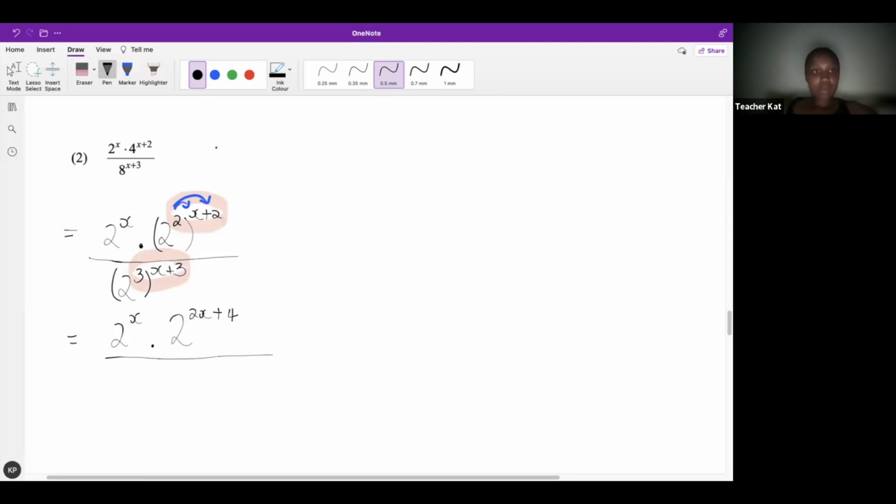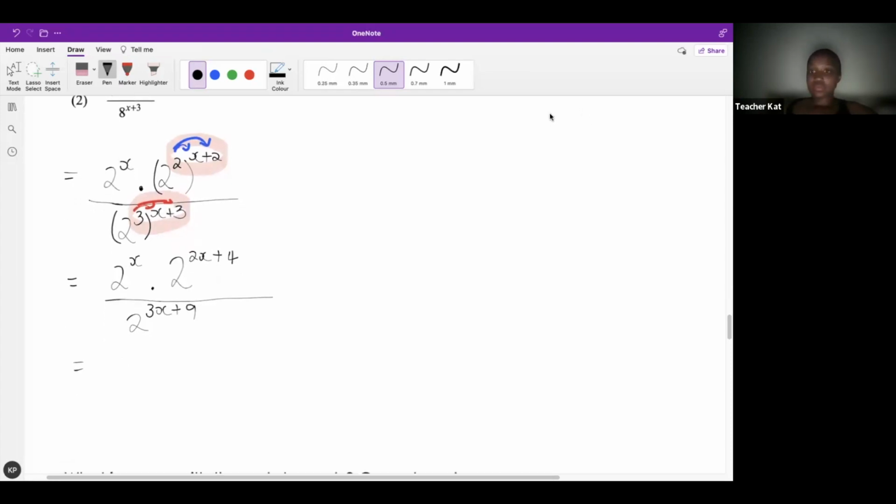And at the bottom, I'm distributing the 3 this time. This 3 has to be distributed. So I'm going to have 2 to the power of 3x plus 9. Beautiful. Okay, now where do we go from here? We are only multiplying and dividing, right? So this should be a pretty easy sum for us now. Where do you guys think we go from here?